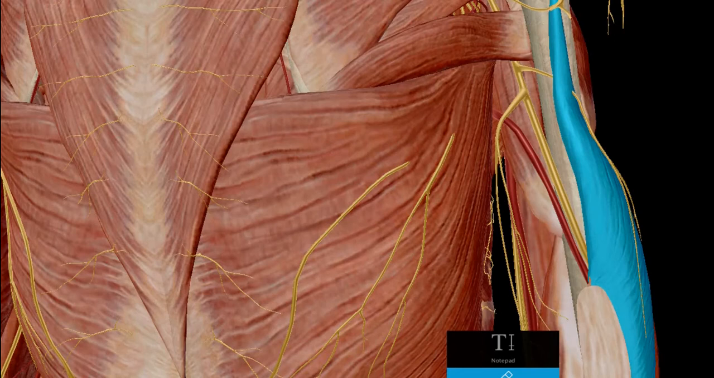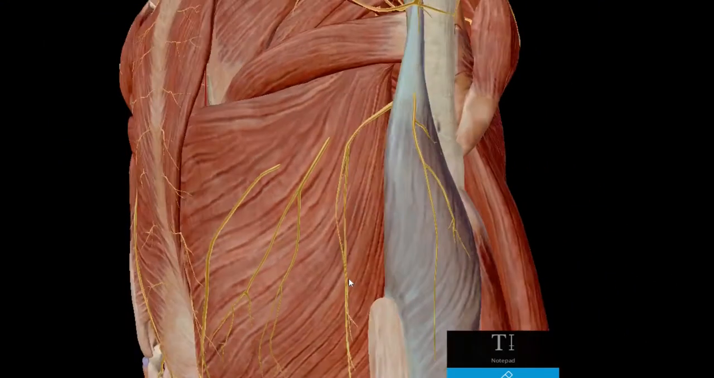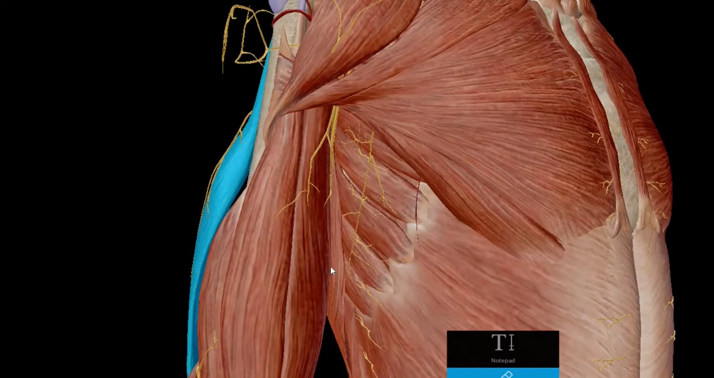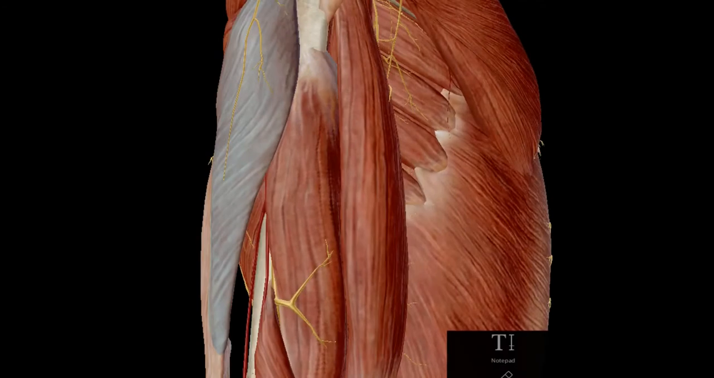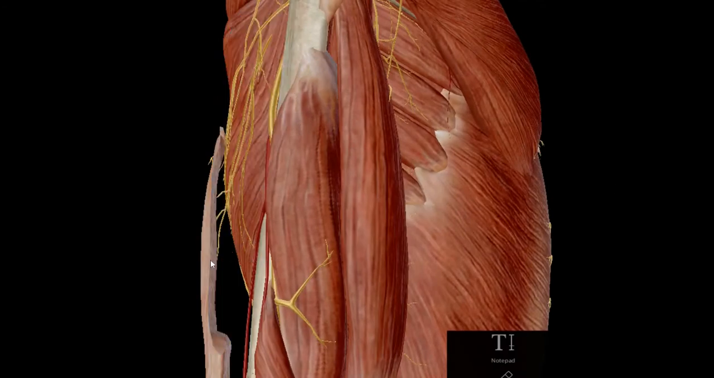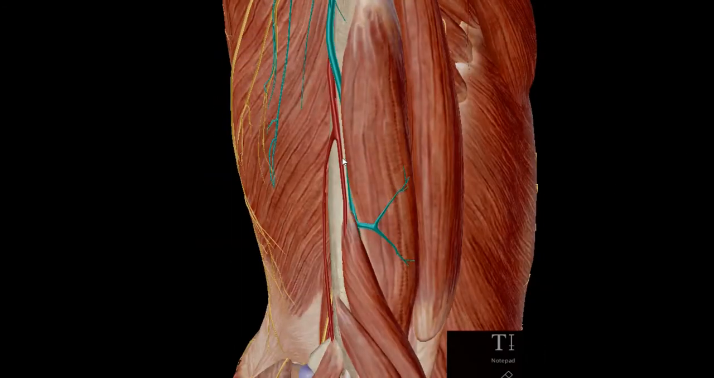So now what is going to happen is that the radial nerve will come into the anterior compartment. It will pierce the intramuscular septum and come into the anterior compartment. So guys, as you can see, this is the radial nerve coming into the anterior compartment.